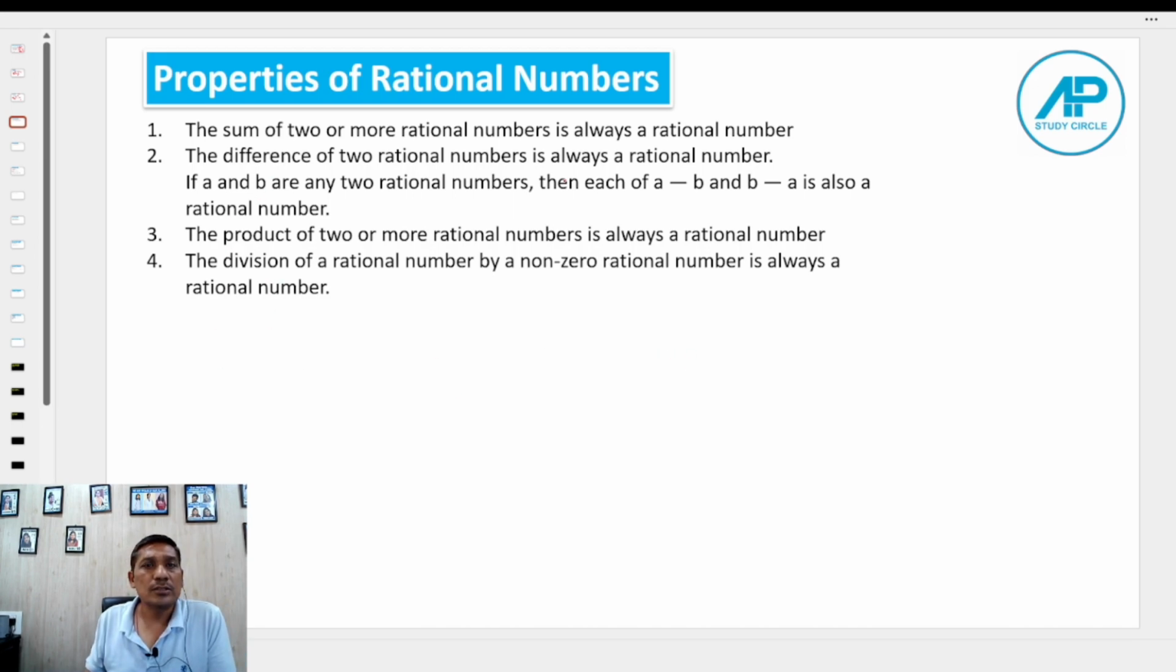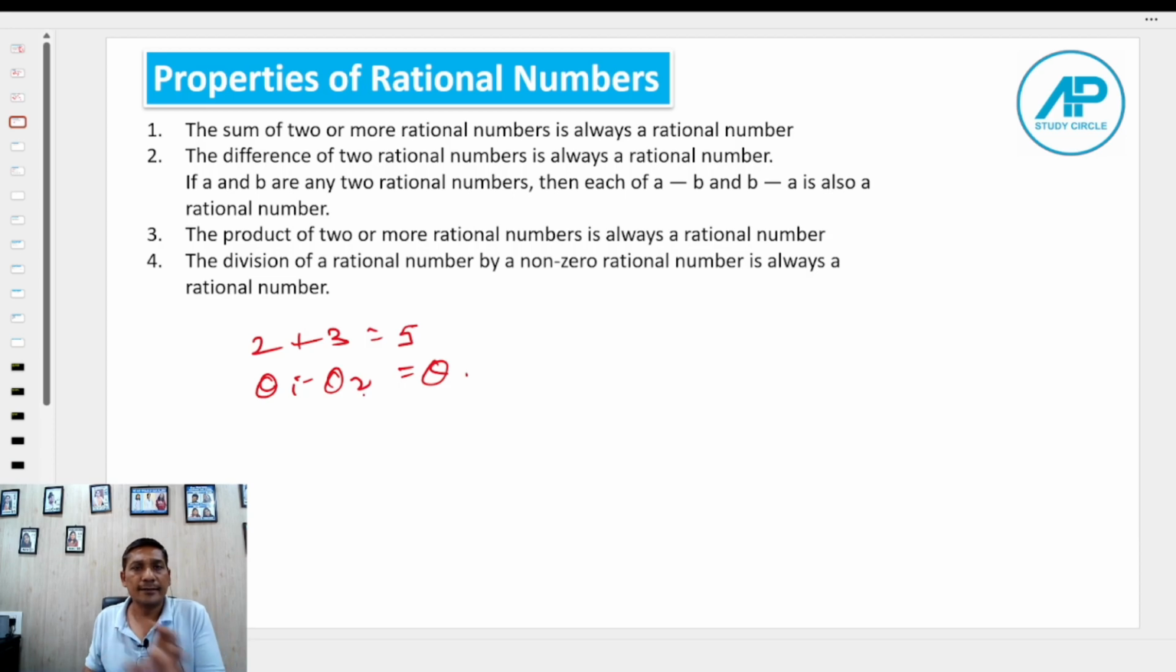Sum of 2 or more rational numbers is always a rational number. I am writing simply two numbers 2 and 3 and I add them, I got a rational number. So you add a rational number, you add a rational number, you get a rational number. In other words, I can say rational numbers are closed to addition, closed to subtraction. Difference of two rational numbers is always a rational number.